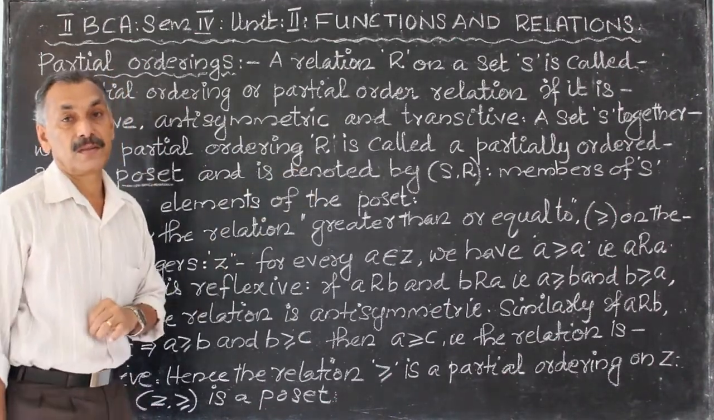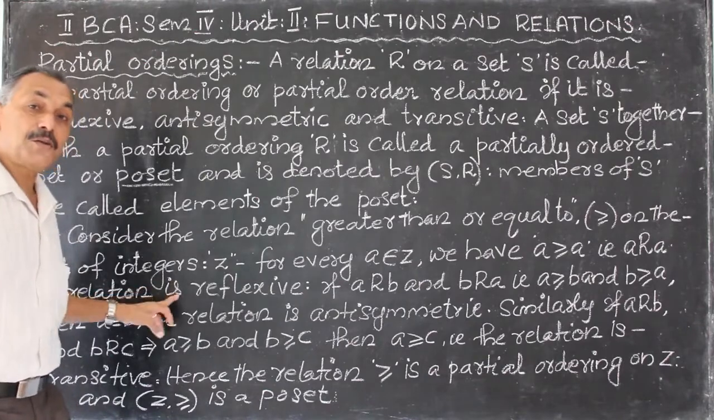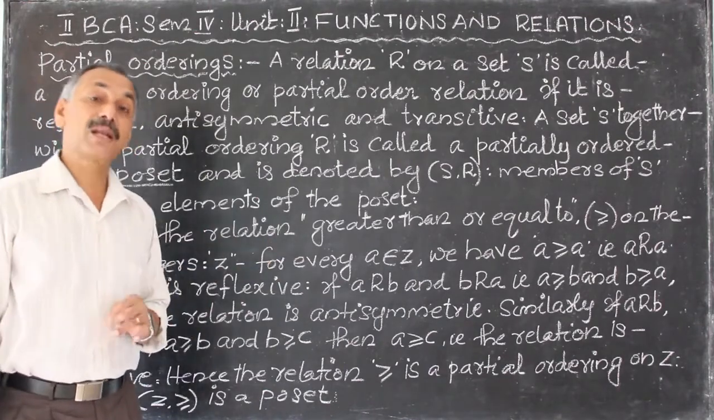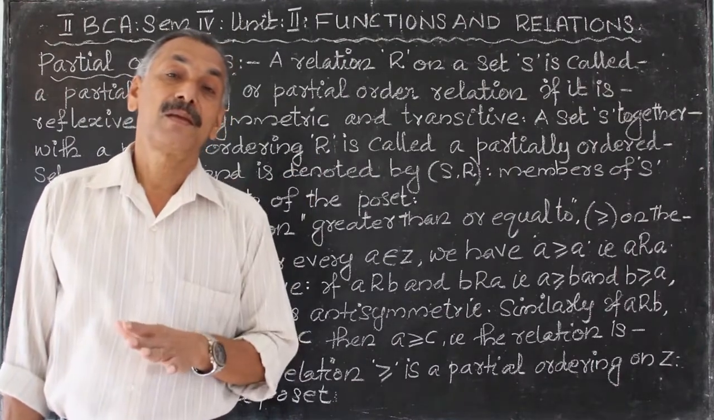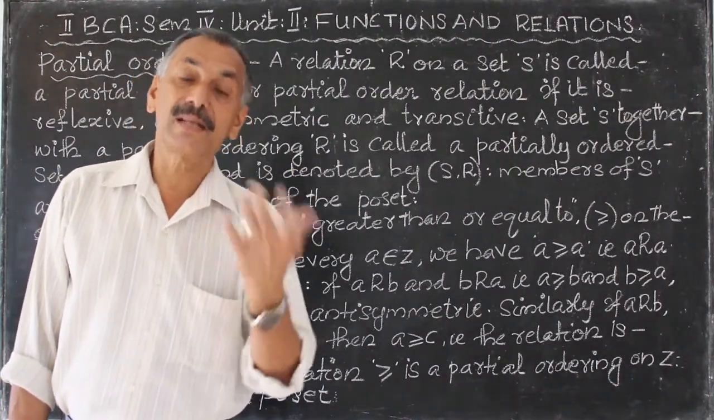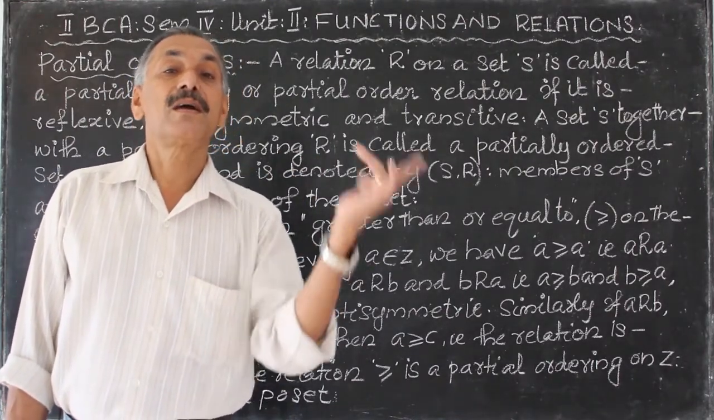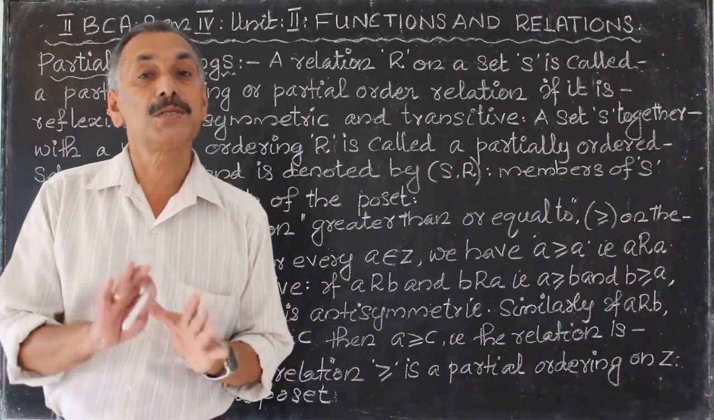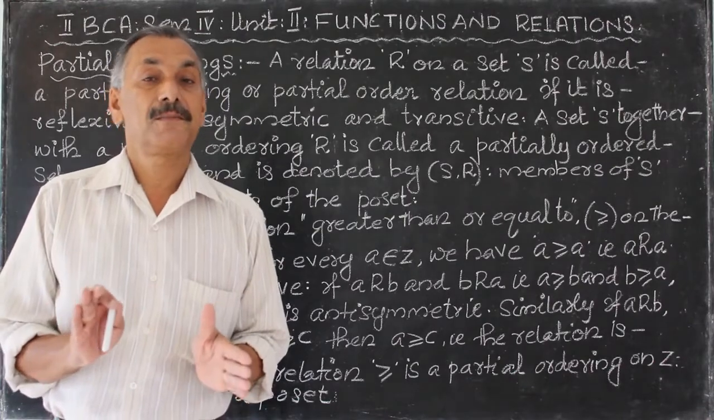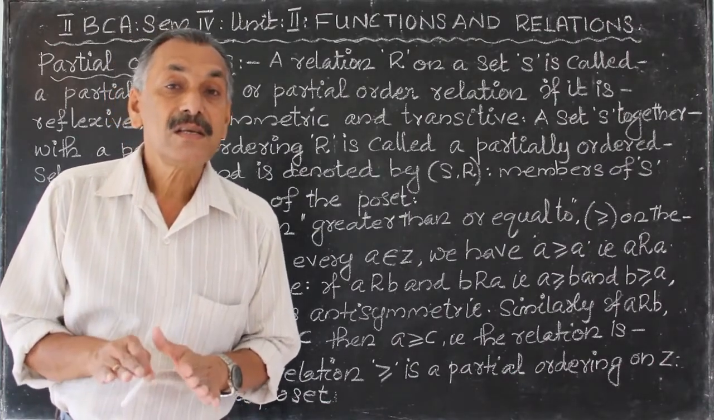Then, if A related to B and B related to A: A related to B means A greater than or equal to B, and B related to A means B greater than or equal to A. This is possible only if A is equal to B. That means the relation is anti-symmetric.